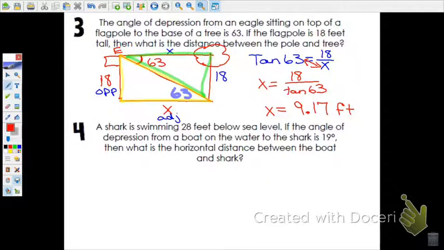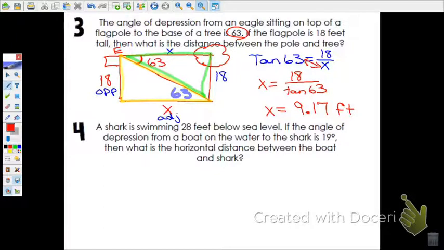What were you asking? How do we get the angle of 63? It's right here. It's in the problem. The angle of depression is 63. I thought the hypotenuse was 63. Okay, no. Okay, last one.